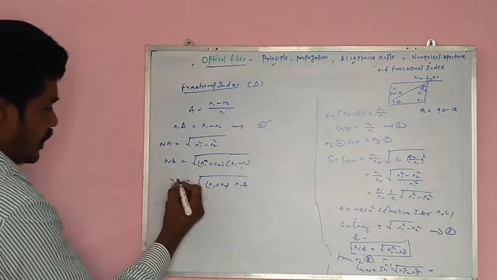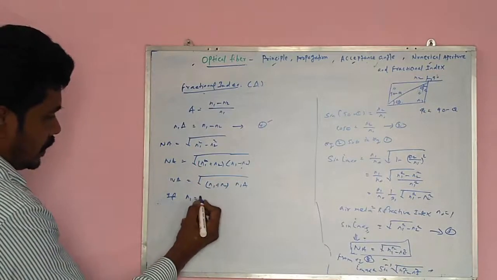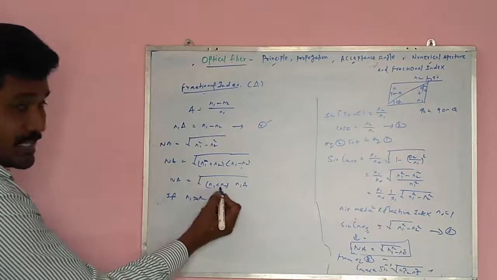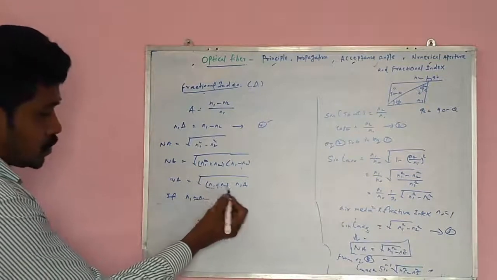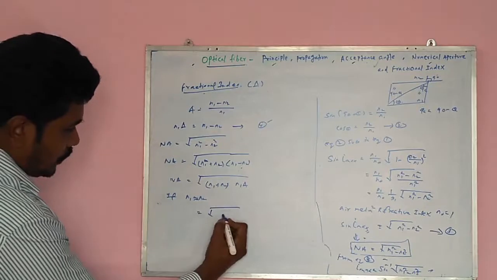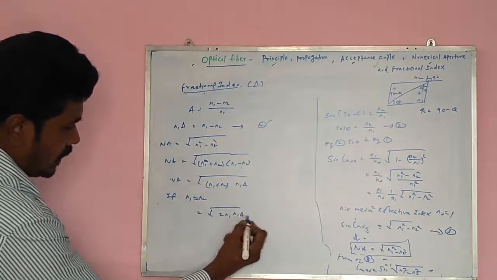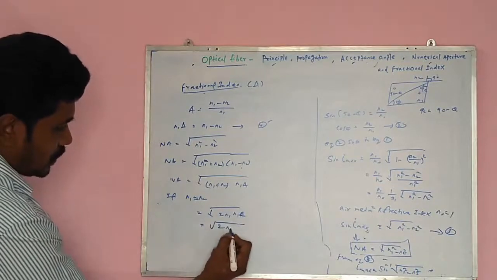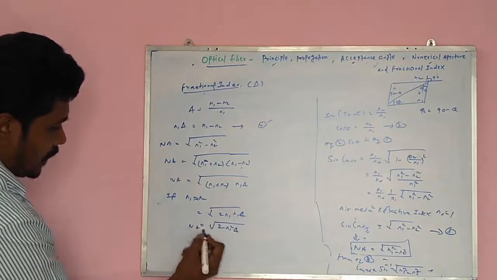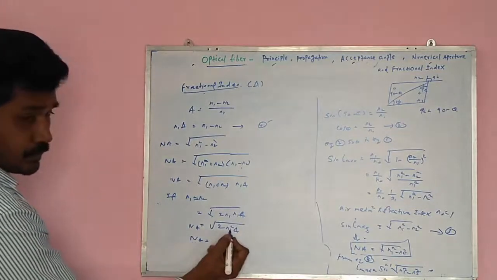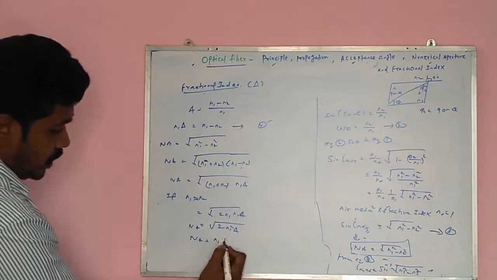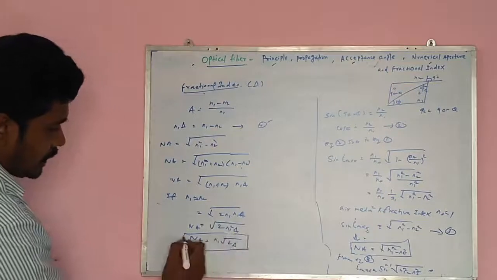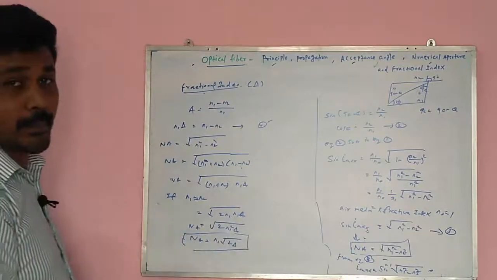Suppose n1 is approximately equal to n2. In this case, n1 plus n2 is approximately 2 n1. So root of 2 n1 into n1 delta, which is root of 2 n1 squared delta for the numerical aperture. So the numerical aperture is equal to n1 root 2 delta. So that is the value for the numerical aperture in terms of the fractional index of optical fibers.